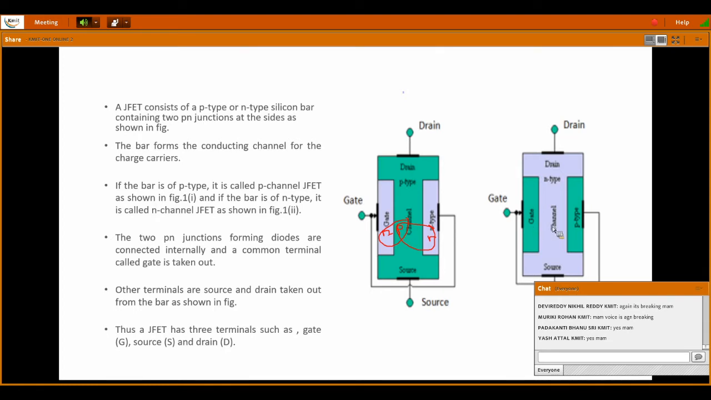Here also the same thing. P, N, this is one PN junction. Okay, here it is P-type, and the channel is of N-type, and this is also P-type, and the channel is of N-type. So here also you have another PN junction. So either you take an N-channel JFET or a P-channel JFET, we have two PN junctions.